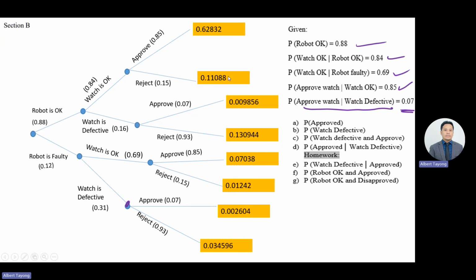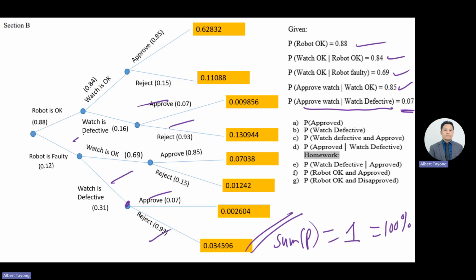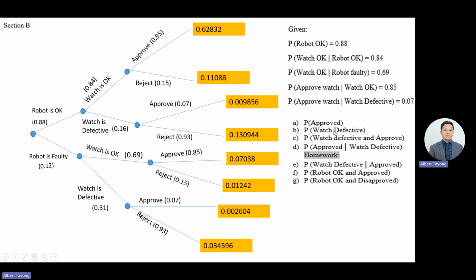So all in all, we have 8 possibilities. 1, 2, 3, 4, 5, 6, 7, 8. If you're going to add all of these, the sum of all these probabilities, the answer should be 1 or 100%. If the total is not equal to 1, it means that something is wrong along the way here. So we have to double check all the values. Okay? So that is how to answer this particular question.